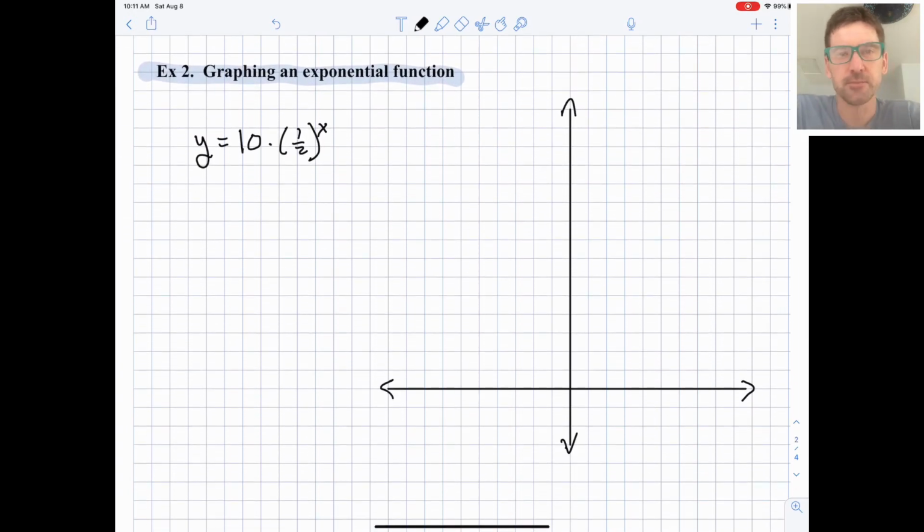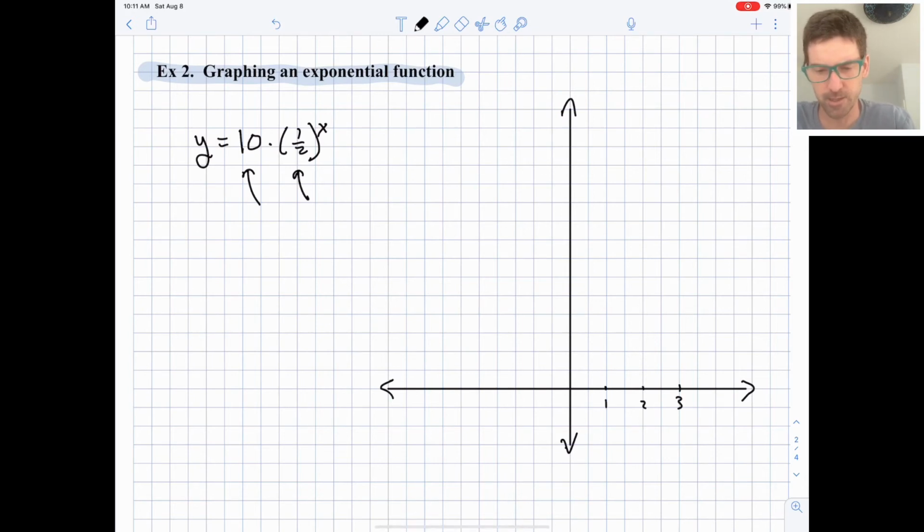So what we just did was exponential growth, and here's some exponential decay, okay? So here we have a starting value of 10, and what's happening each time? We're multiplying by a half or dividing by 2. So we can do the same thing we did before. Let's set up a scale.